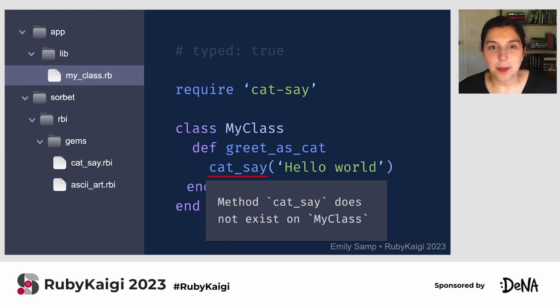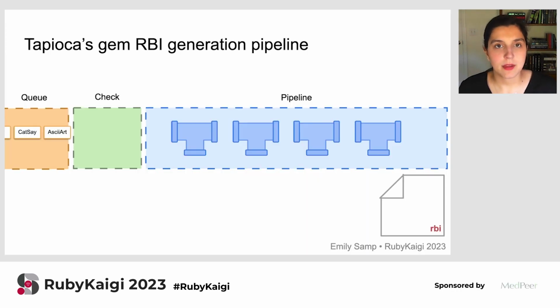This was a case where Tapioca could cause Sorbet to create a type checking error on a perfectly valid piece of code, and we needed to come up with a way to fix it. So the last time we talked about the Tapioca gem RBI generation pipeline, we mentioned that there is a step that checks whether each constant was originally defined in the gem.